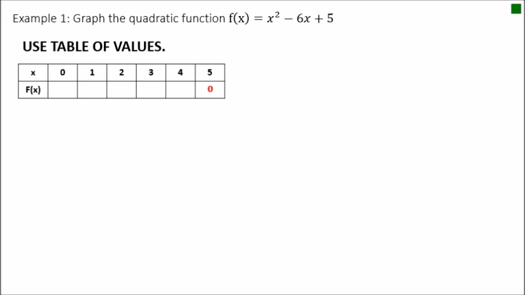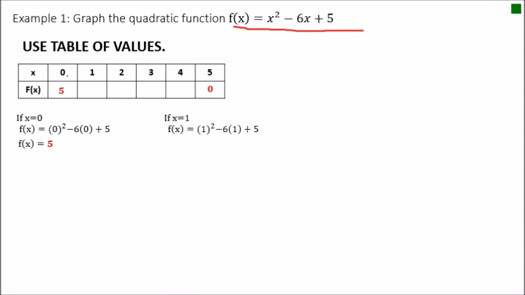Okay? So, para makuha natin yung value ng f of x o ng y, gamit yung ating function, isa-substitute mo lang dyan yung mga values ng x natin na nandito sa table of values. So, una, if x is 0, f of x is equal to x squared, yung x will become 0, minus 6 times 0 plus 5, and it will give you 5. So, therefore, ang ilalagay mo dyan ay 5. If x is 0, f of x or y is 5.